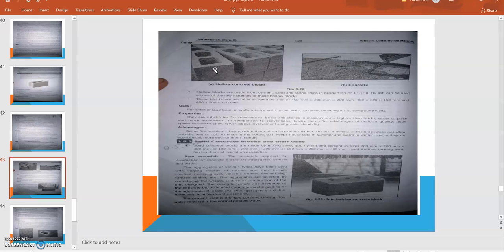Then solid concrete blocks. These are similar to the hollow. The only difference is that the middle portion is filled up with concrete. That's why it is called solid concrete blocks. It's made by mixing sand, gravels, fly ash, cement, of size 200 by 200 by 300 mm or 100 by 200 by 300 mm.